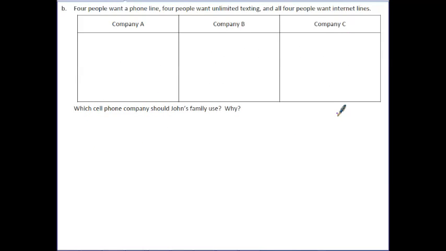In part B, 4 people want a phone line, so that tells us X equals 4. 4 people want unlimited texting, so this tells us that Y equals 4. And 4 people want internet, so this tells us that Z equals 4.